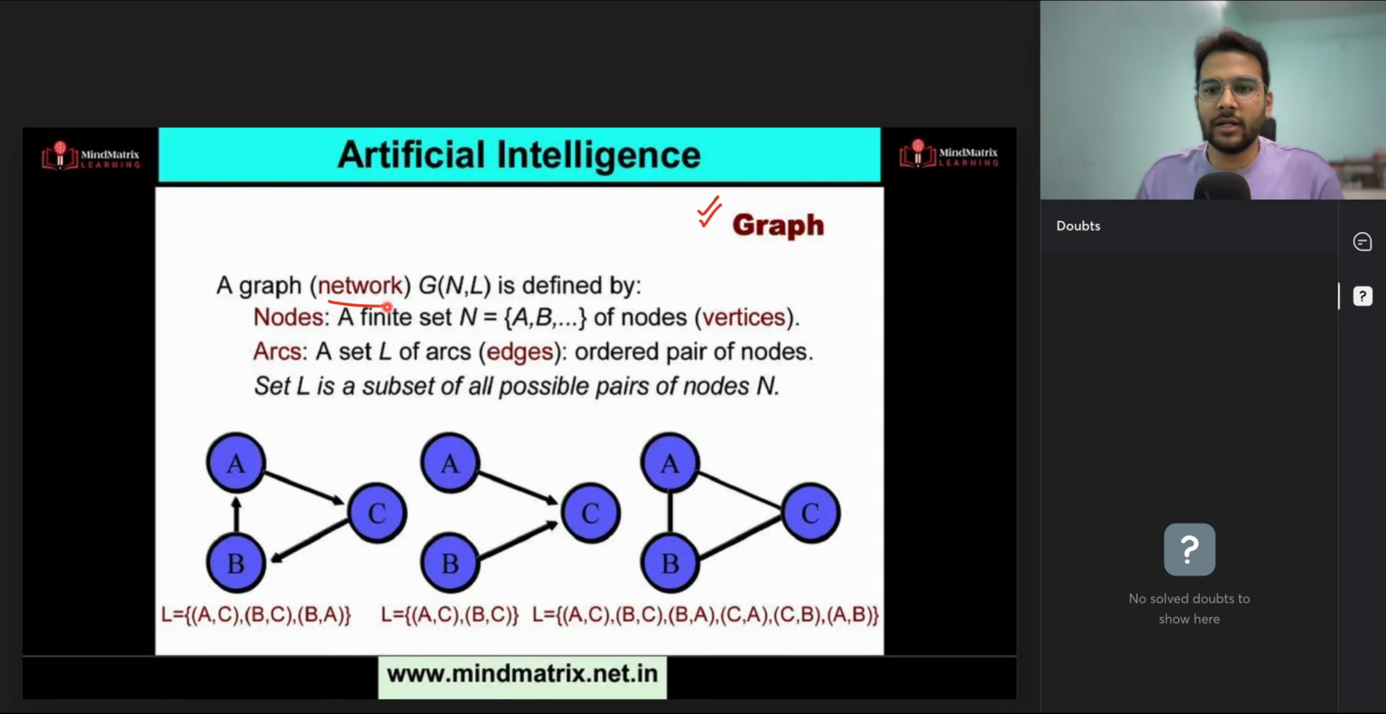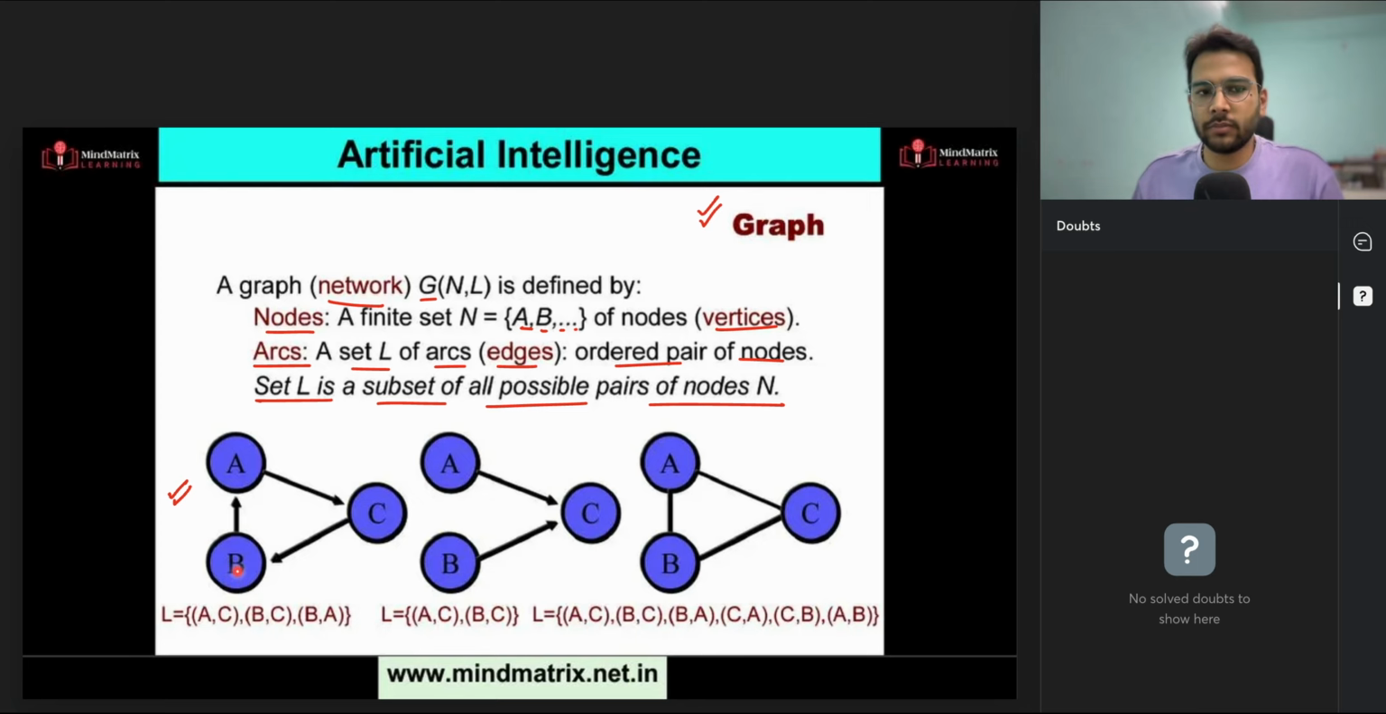A graph or a network, we can represent a graph, let's say by G, and it has N comma L, where N represents the nodes and L represents the arcs, or edges also. Clear? We also call nodes vertices. And what about edges? A set L of nodes are there. Now set L is a subset of all possible pairs of nodes in N. Now let's talk about this particular graph given to us.